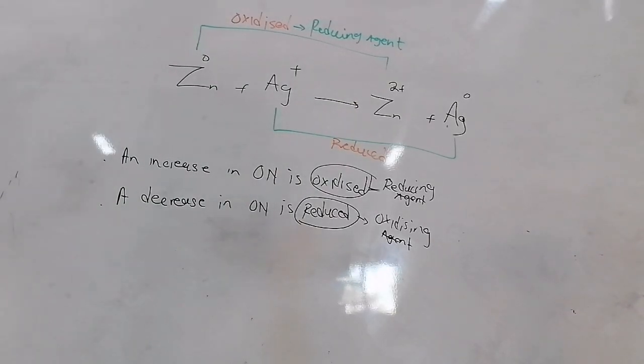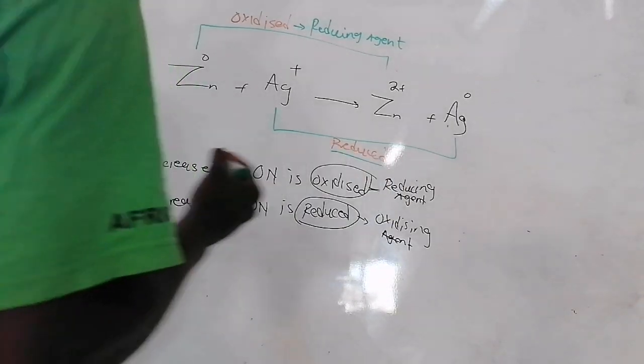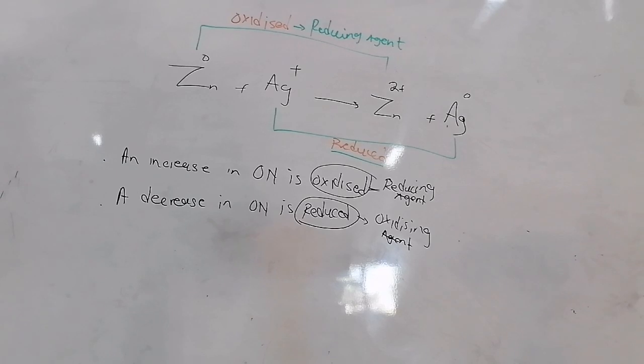I can feel that you are getting the gist of what I'm doing here. Now, these ones, they are reduced. So just remind yourself of the definitions of the agent. It is very important that you know how to define them, because you can't know which is the reducing agent and which is the oxidizing agent without knowing first how to define them.